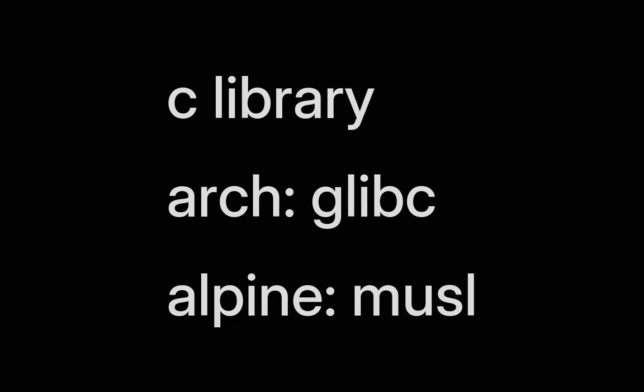All right, and then the final major point I want to talk about is the C library. This is very, very important because every program on your system that's written in C and every library that's written in C depends on this C library. Arch uses glibc, the GNU C library, and Alpine uses musl libc. Musl is a very small, very minimal implementation of the C standard library.